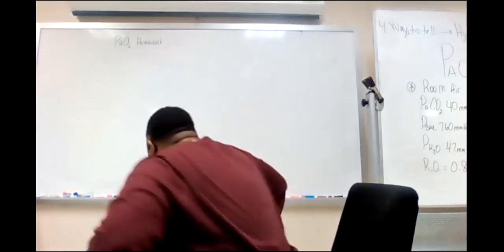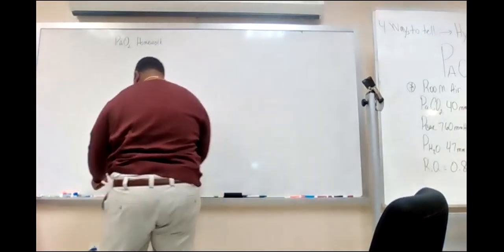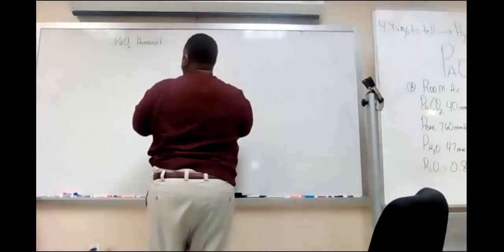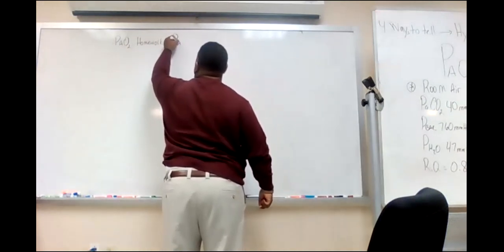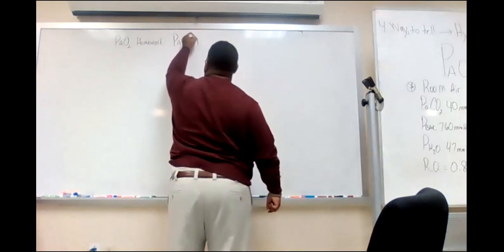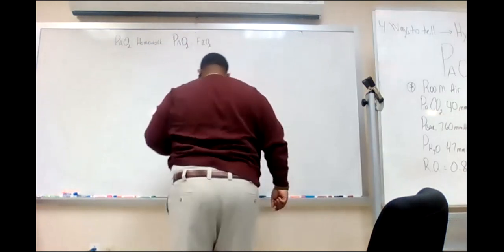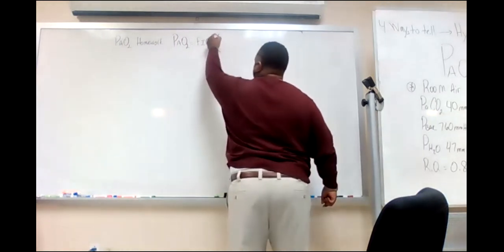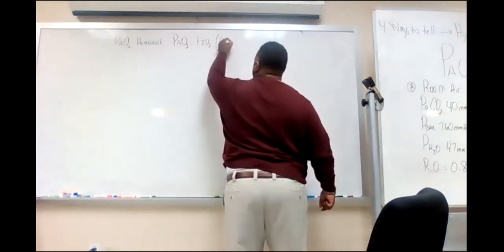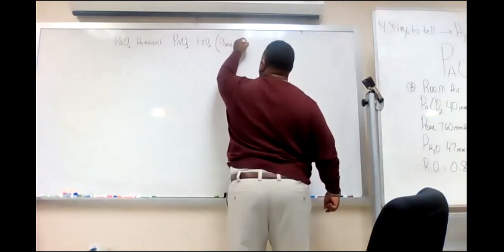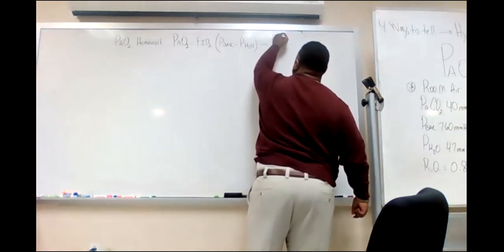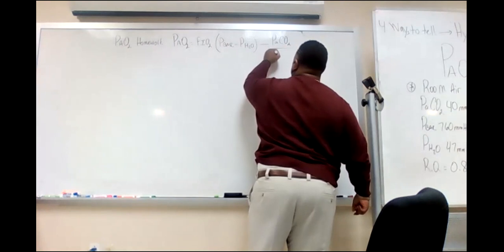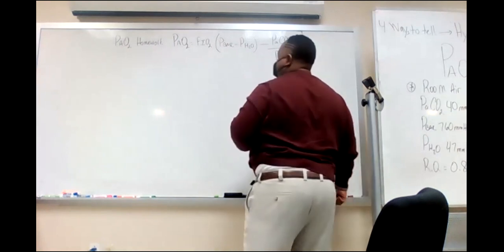Okay. All right. So let me write it up here on the board. PAO2 equals FiO2 times the P bar, minus the pressure of water, minus the PaCO2 divided by the respiratory quotient. That is the formula.